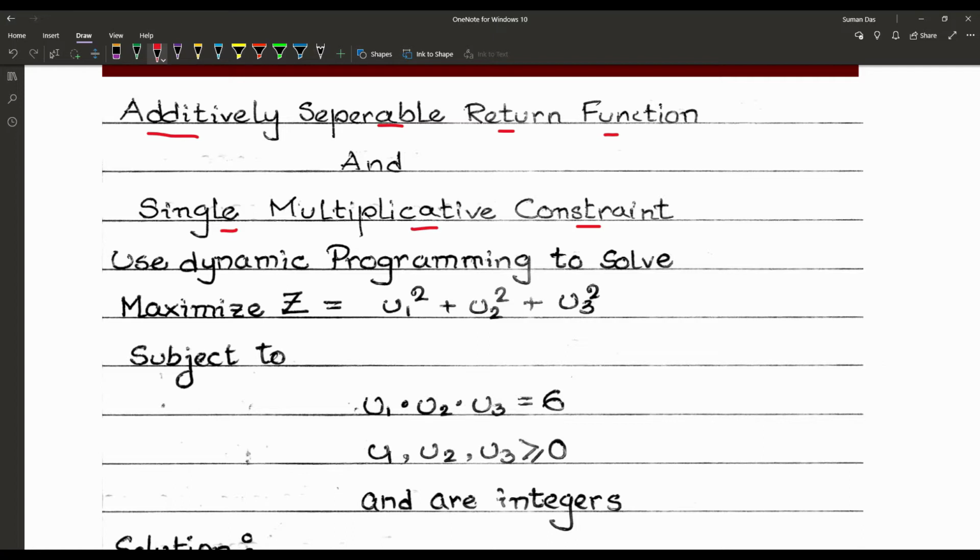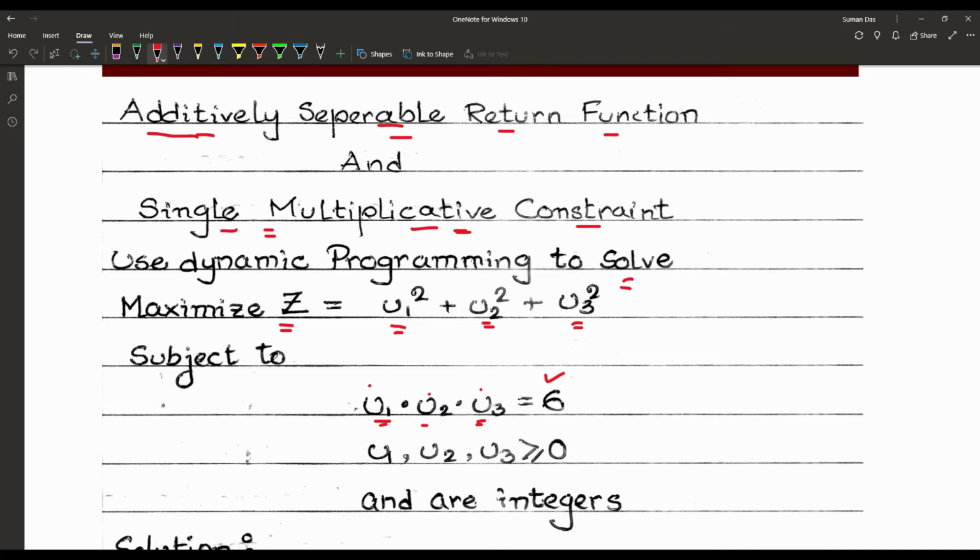Use dynamic programming to maximize z equal to u1 square plus u2 square plus u3 square. That means an additively separable return function and a single multiplicative constant is given, subject to u1 into u2 into u3 is equal to 6. That means all the decision variables are given in multiplication format and only one constant is there.